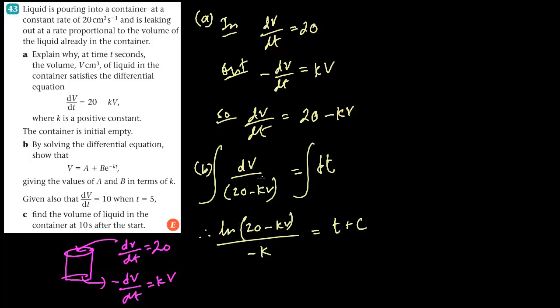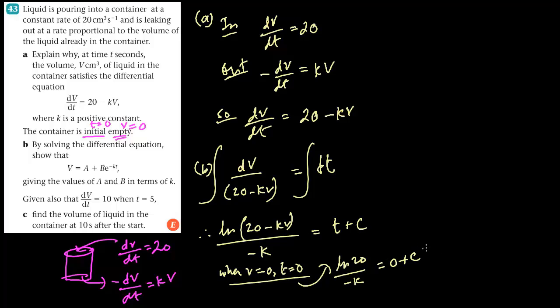Now this is the general solution of the differential equation, but we have this information. The container is initially empty. Empty means V equals 0, and initially means t equals 0. These two pieces of information are given. So we can write, when V equals 0, t equals 0, so ln 20 divided by minus k equals 0 plus c. So we know the value of c, and this becomes a particular solution.